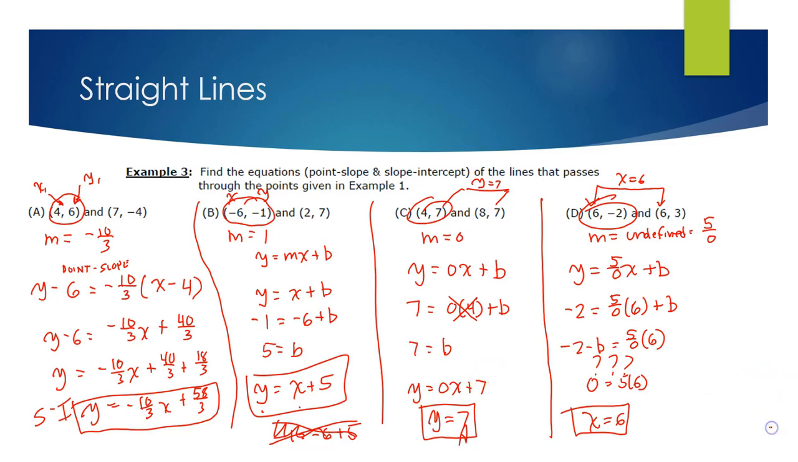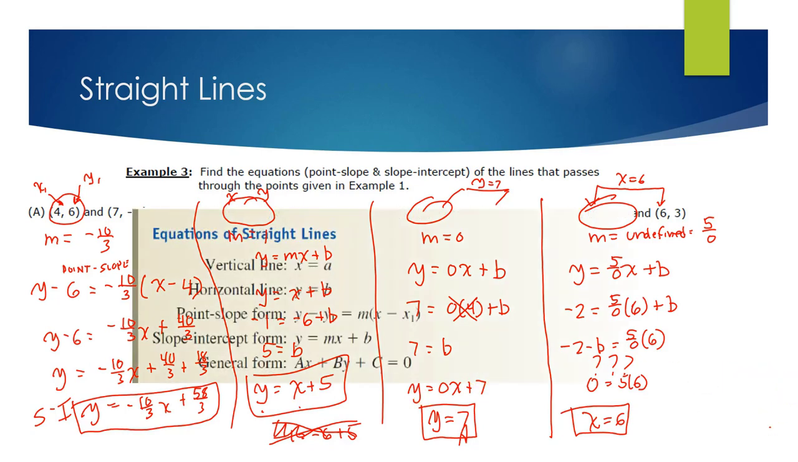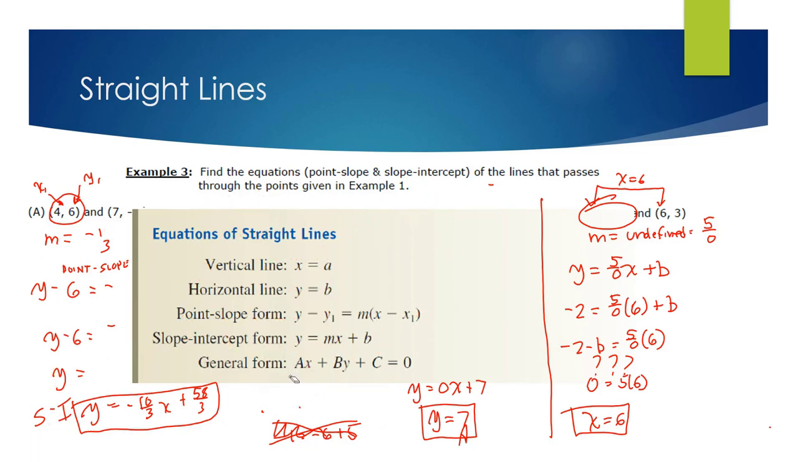So, to kind of summarize, and I didn't want that to appear like that. There we go. So basically, to sum it up, a vertical line always has the form x equals some number. A horizontal line always has y equals some number. And point slope form, slope intercept form, and general form are ones that we've already talked about.